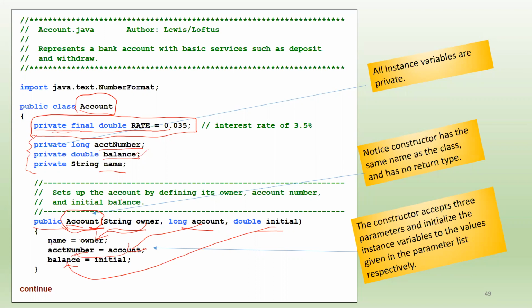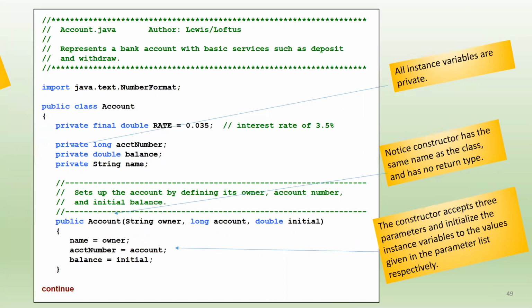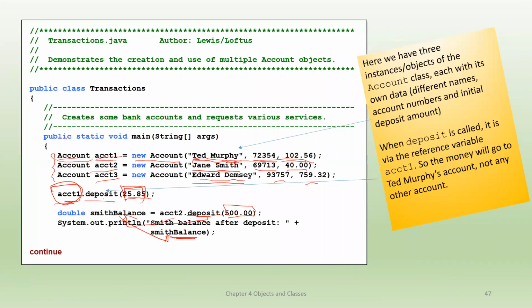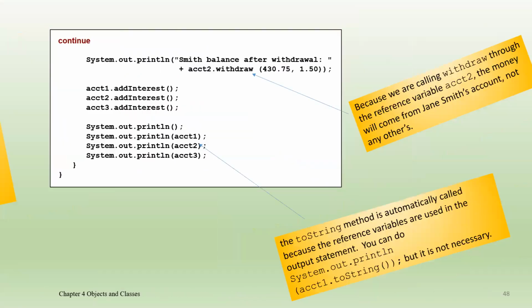So after you call this account, your account now is in good standing because you do have account number, balance, and name. So you have created an account. And that's what this is doing, right? You have created 3 accounts. Okay, and that's that. Any questions?